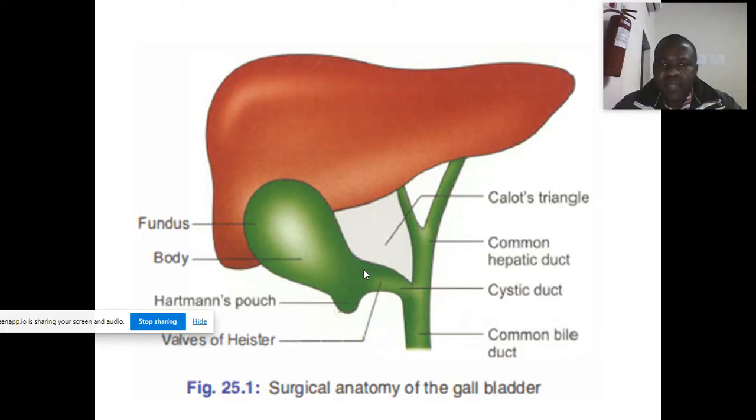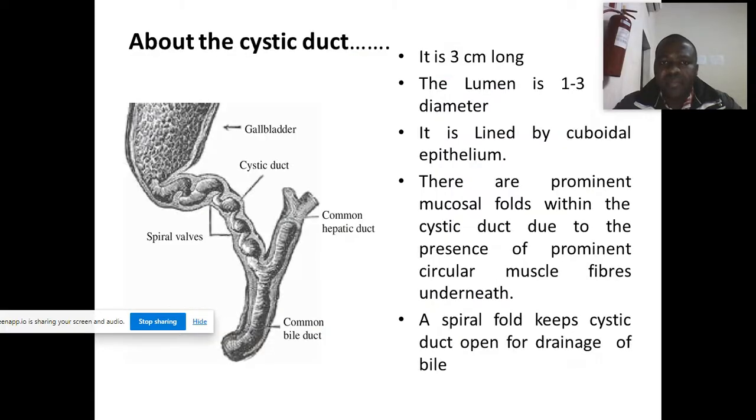The cystic duct, let me show you a diagram showing the cystic duct. Since we are discussing the gallbladder here, this is our gallbladder here. This is a cystic duct. It is 3 centimeters long, and the diameter of this duct is 1 to 3 millimeters. And what kind of epithelial cells do you find in the cystic duct? You find what you call the cuboidal epithelium. You remember cuboidal from histology? Okay, there's cuboidal, there's squamous epithelial cells, columnar cells. So the type in this cystic duct are cuboidal epithelial cells.